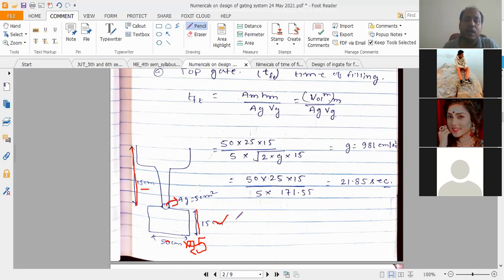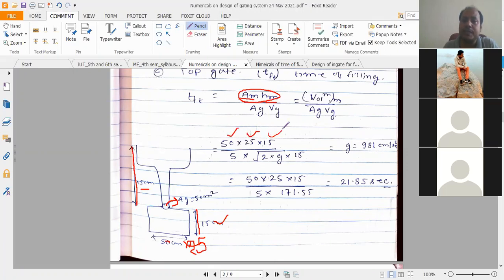So top gate निकालने के लिए मेरे पास सबसे अच्छा तरीका क्या है कि we have the formula volume of the mold divided by the area of the gate into the velocity at the gate point. So we have the area of the mold into the height of the mold is the volume of the mold, total volume of the mold, and total volume of the mold is nothing but it is given 50 into 25 into 15 centimeter. Then the area of the gate is given 5 centimeter square. So 5 centimeter square we have put in.